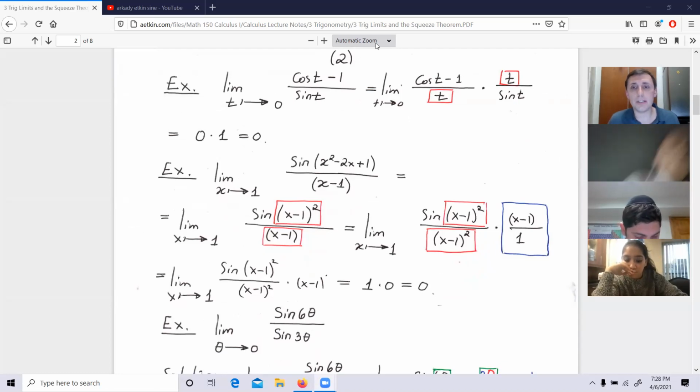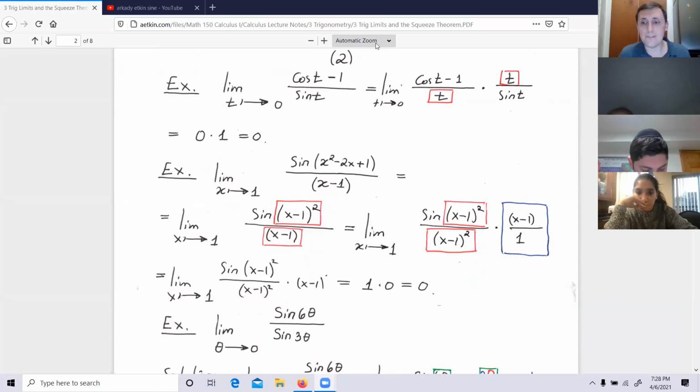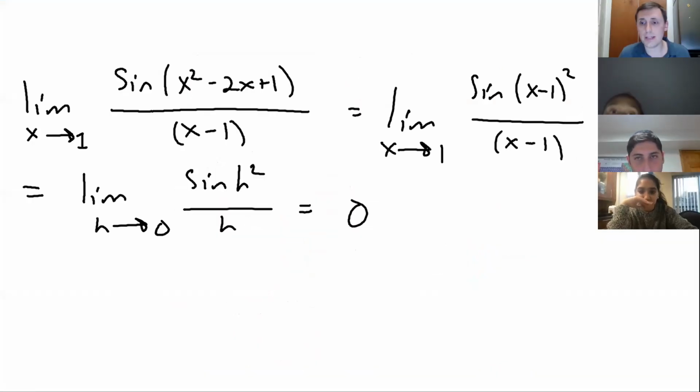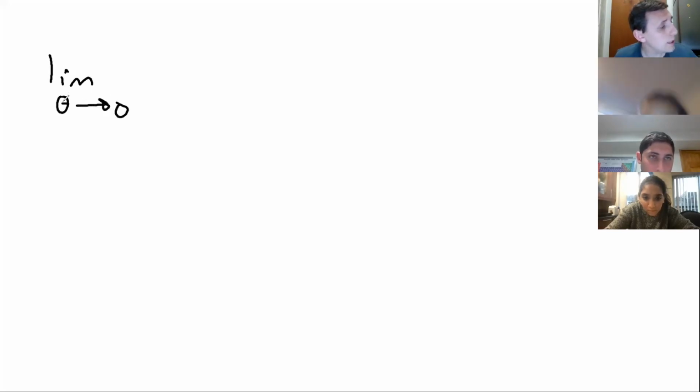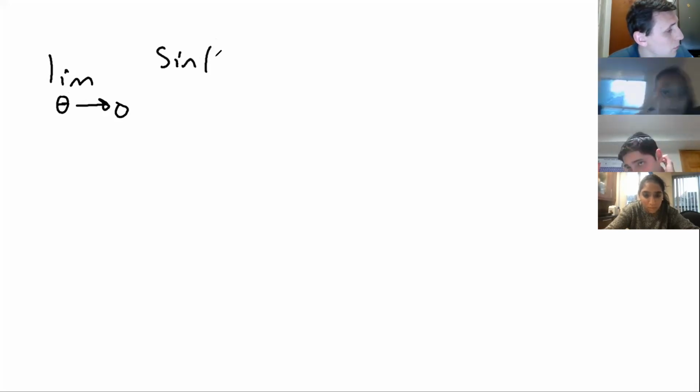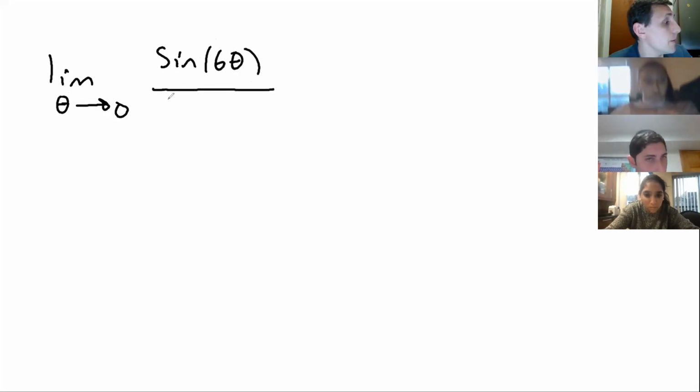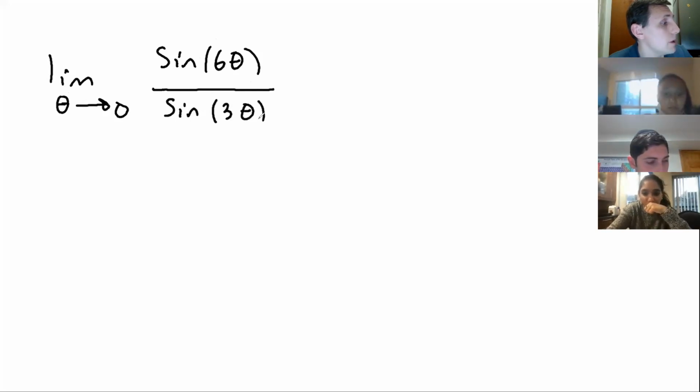All right, guys. So here is a question that I would like you to solve. I think you will solve it very fast. So imagine I have the limit as theta goes to 0 of sine of 6 theta divided by sine of 3 theta. What's the answer?